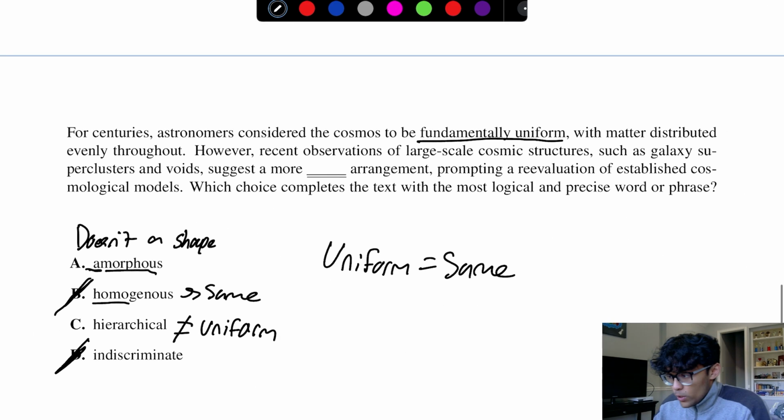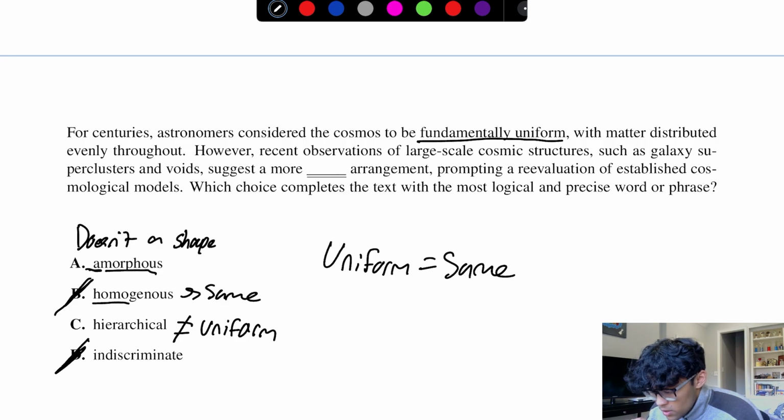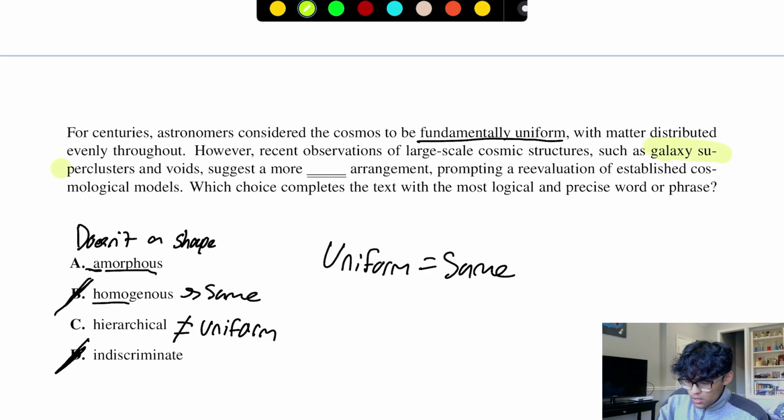So now we just have to figure out which one makes more sense. However, recent observations of large-scale cosmic structures such as galaxies, superclusters, and voids suggest a more shapeless arrangement. That could work actually, but shapeless doesn't seem correct because they still have a shape, right? It's a galaxy supercluster, and if it's a cluster, it has some sort of shape, right? So I don't think amorphous is correct. Hierarchical makes sense because it's not uniform, but it still has a shape. And I think that fits the best within the parameters of the question.